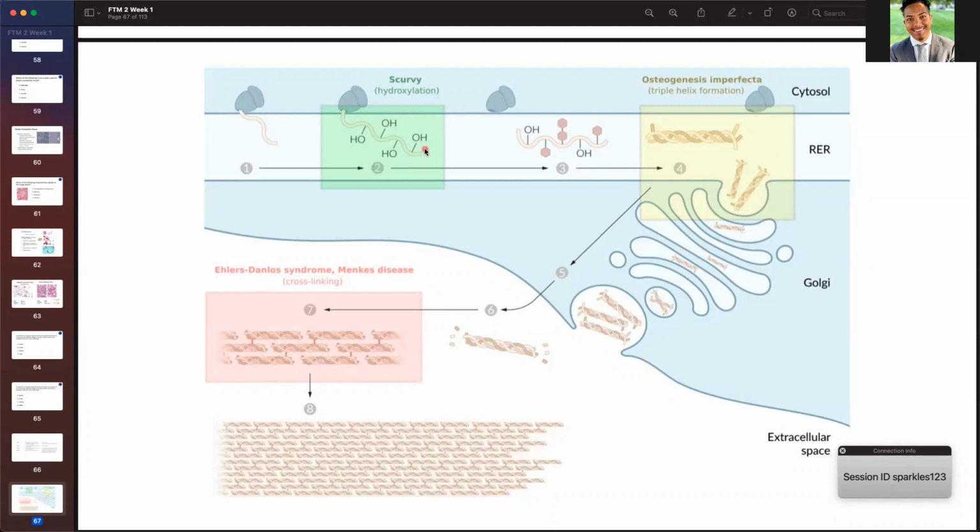Proline and lysine. Remember those two amino acids. It's very important. Specifically, remember proline, okay? Hydroxylation happens there more so than in lysine, just be aware.